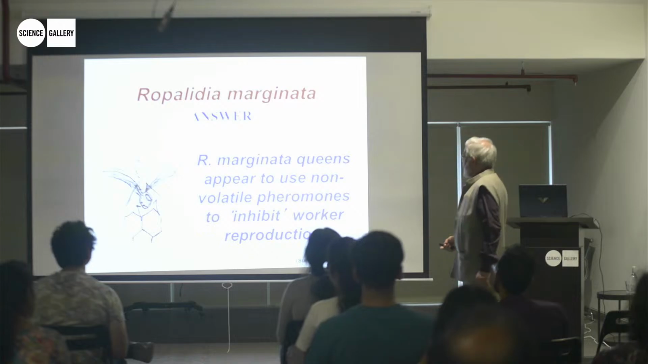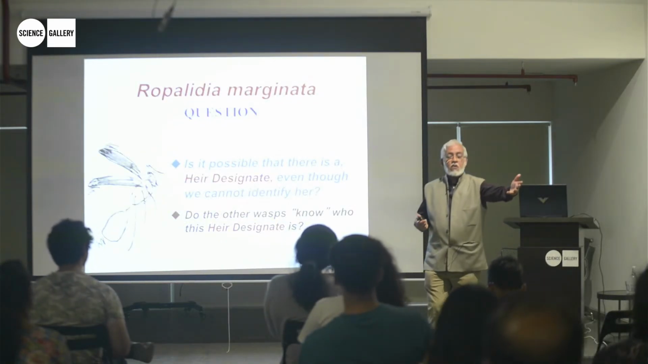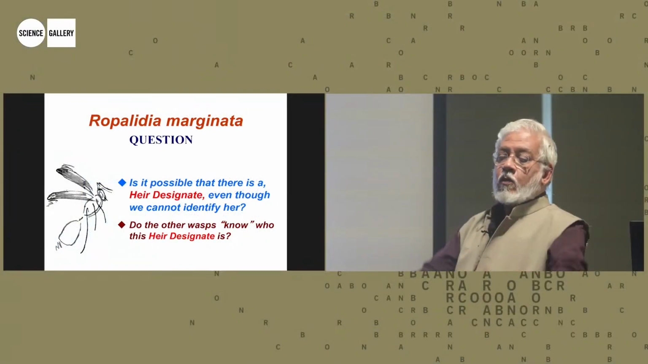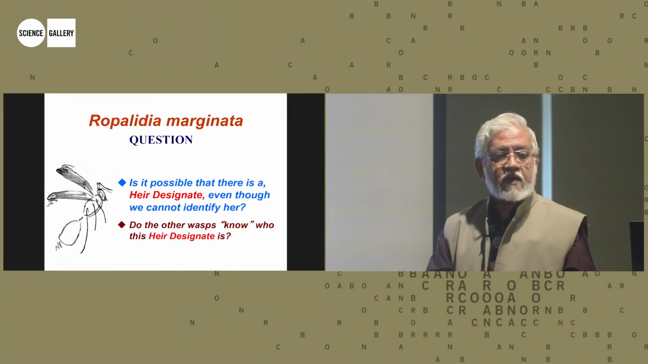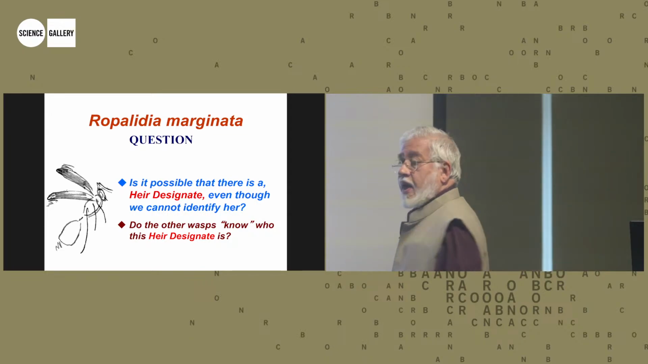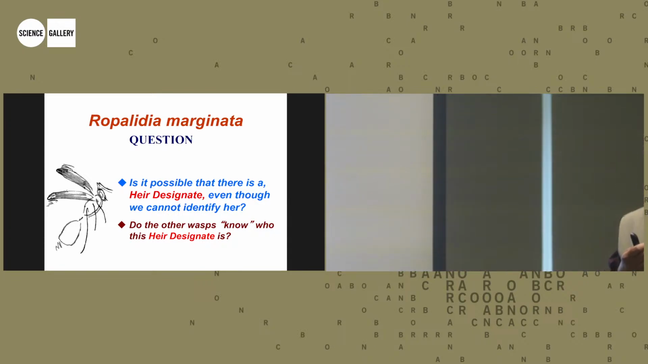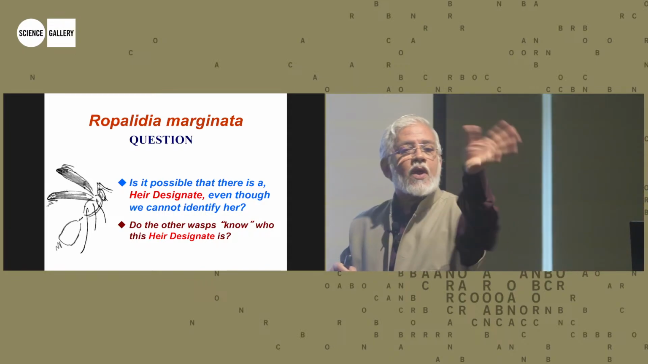We asked the question in the following way. We said, is there an heir designate who has been designated beforehand to become the next queen in case something worse befalls this queen? Is there an heir designate, even though we cannot identify her? Do the other wasps somehow know who this heir designate is? And believe it or not, we found a way to answer this question.